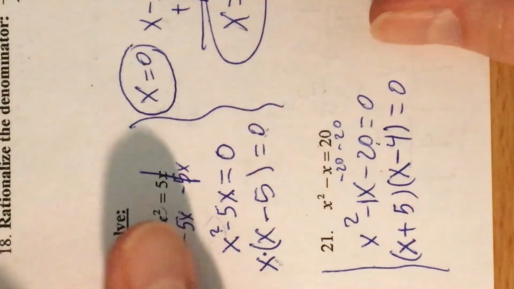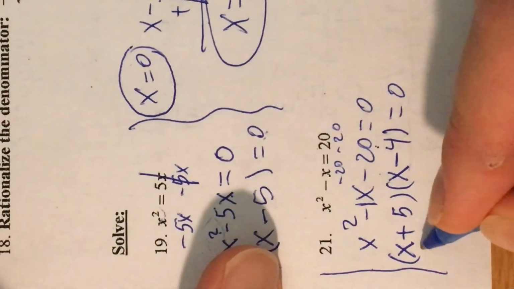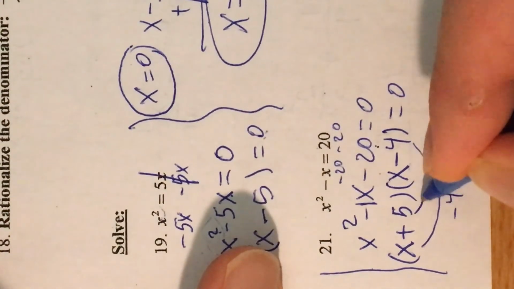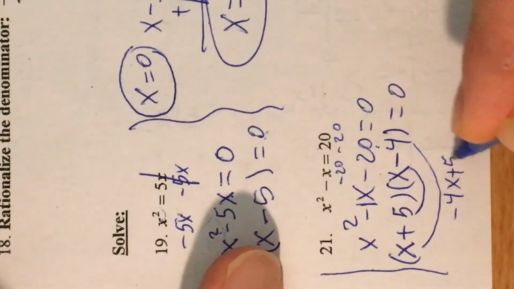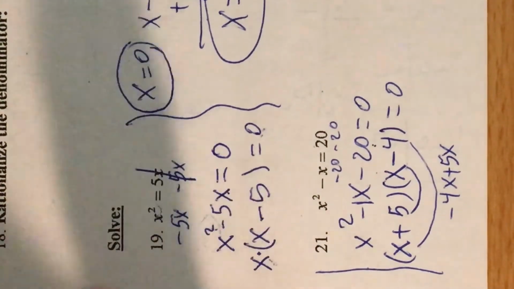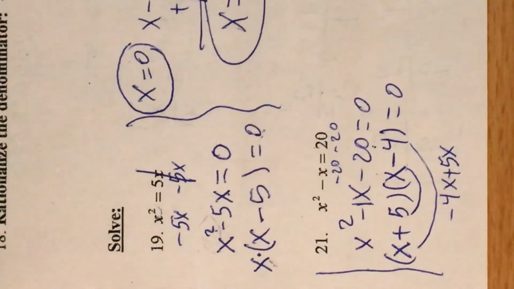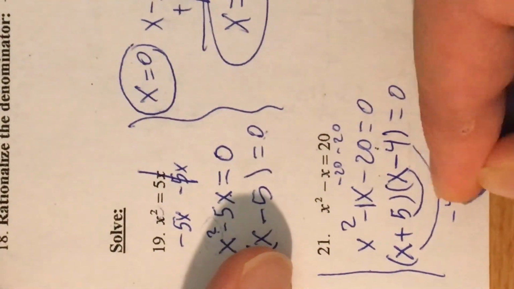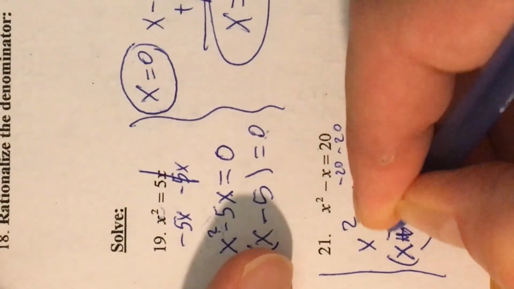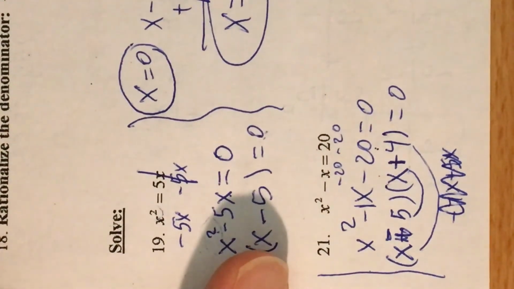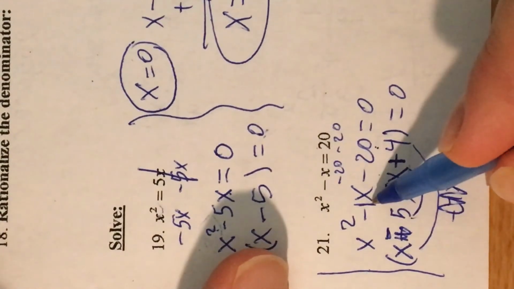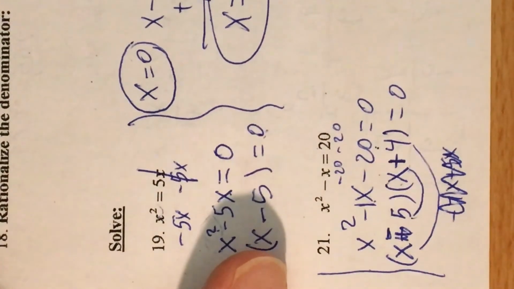But I need to test. So how do I test? I do the outer multiplication, negative 4x. I do the inner multiplication, positive 5x, and I combine. Do I get the negative 1x in the middle? I get positive 1x. So I got the 1, but the sign is not correct. So I am going to switch the signs. So that becomes a positive, that becomes a negative. So now I have negative 5x and positive 4x. That gives me negative 1x in the middle. So my factoring now is correct.